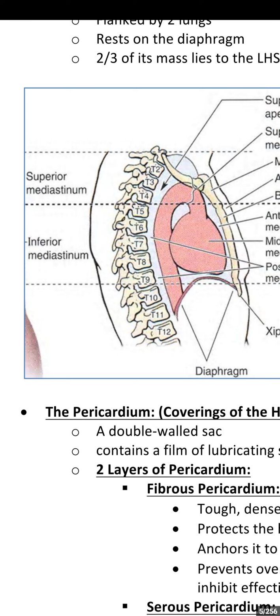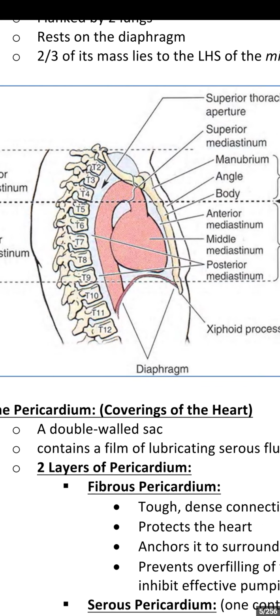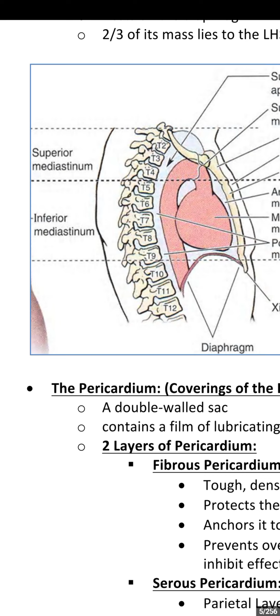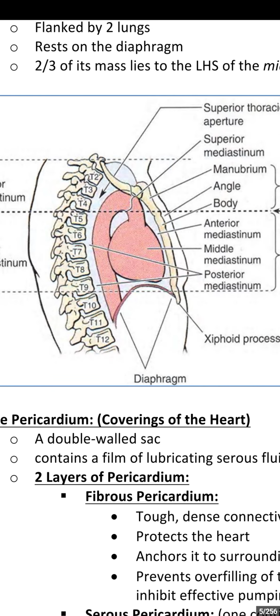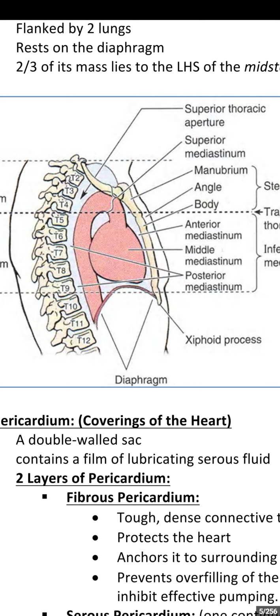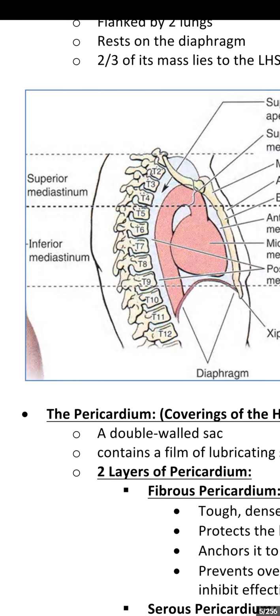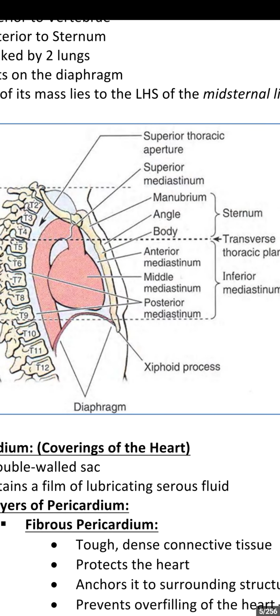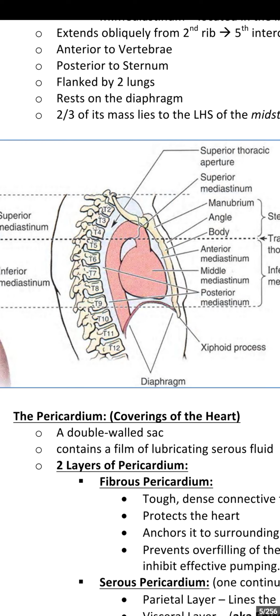The inferior mediastinum is T5 to T9, and the superior mediastinum is T2 to T4. According to the vertebrae, the superior mediastinum is positioned at T3 to T4, and the superior thoracic aperture is also positioned at T3.